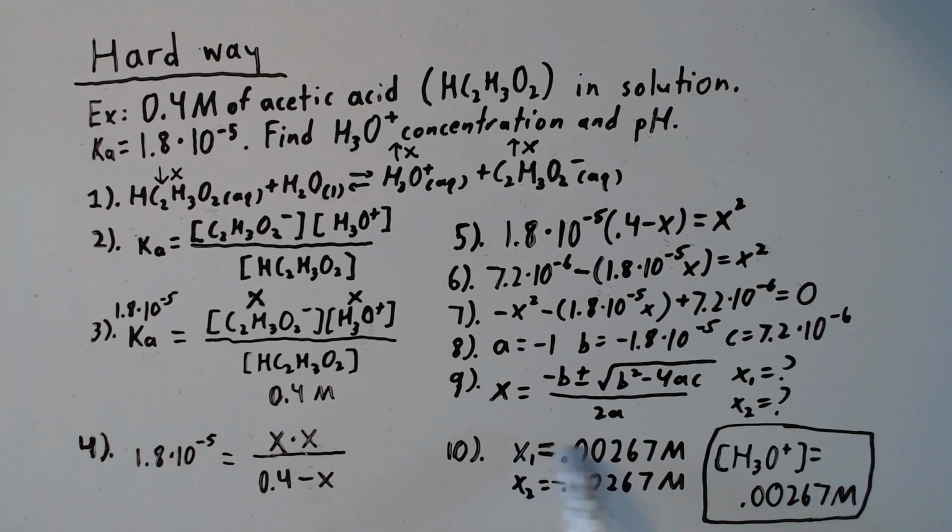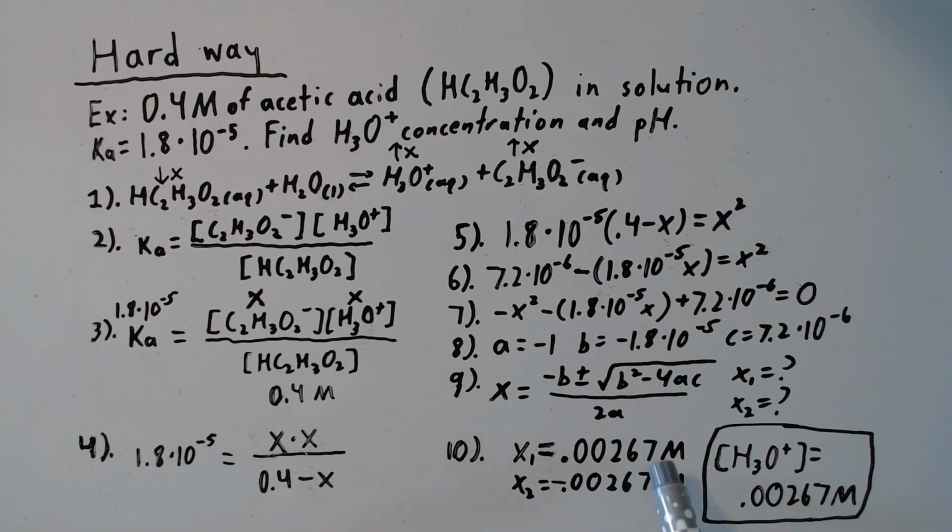Well, actually, when I solved this problem, I got two of these x's. I got a positive one, 0.00267 molar, and I got a negative one, negative 0.00267 molar. Which one is correct? The correct one for any of these concentration problems is always the positive one. You never choose the negative one because it's impossible to have a negative concentration of a substance. The concentrations have to be positive.